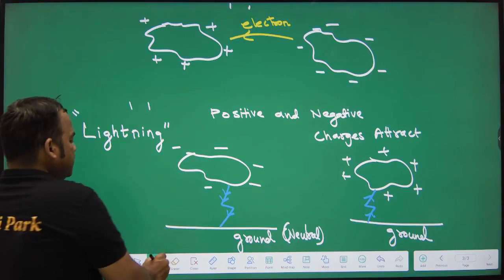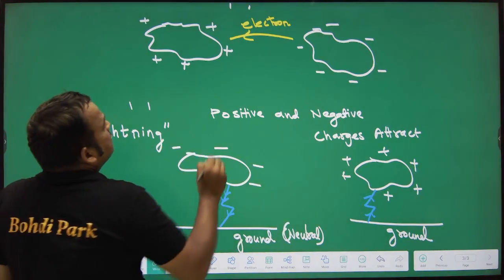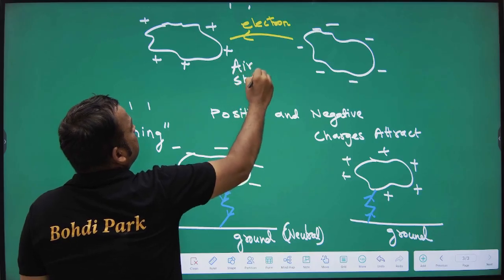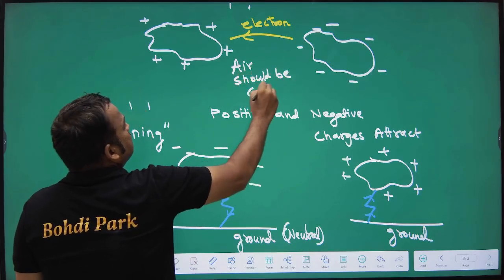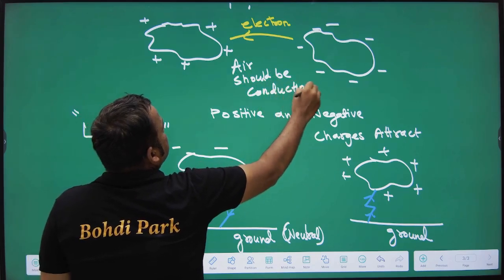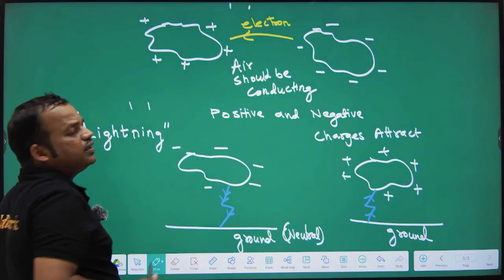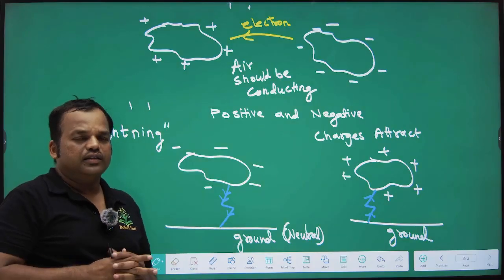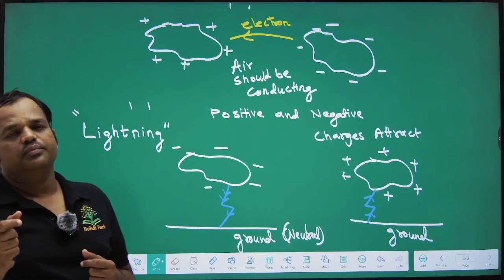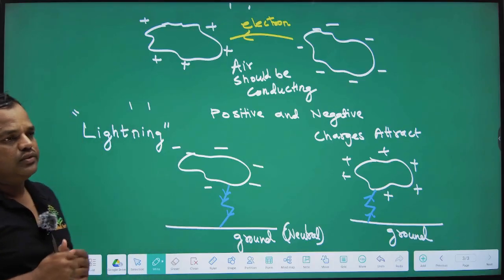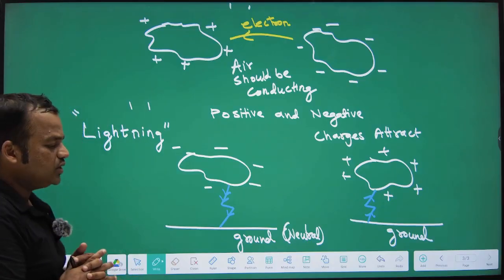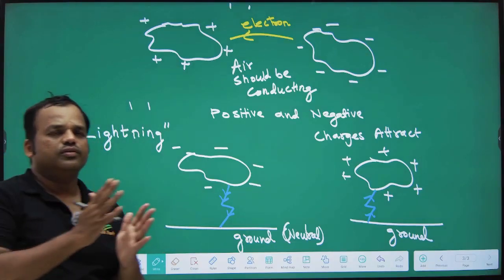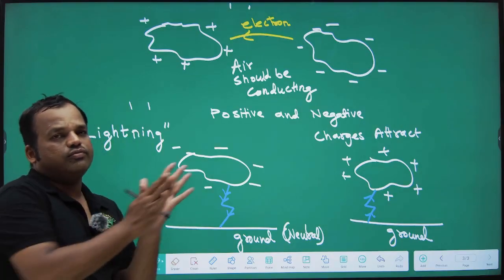But for that, one more condition should be there. Sorry, the air should be conducting. Only when air is conducting does this happen. Dry air is non-conducting, but when you add moisture to air, that air becomes conducting, because when moisture is there, it can transfer the electron from one molecule to another molecule, so there will be a flow of electrons.